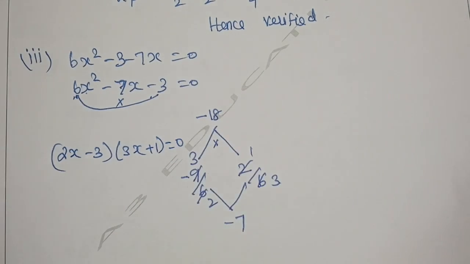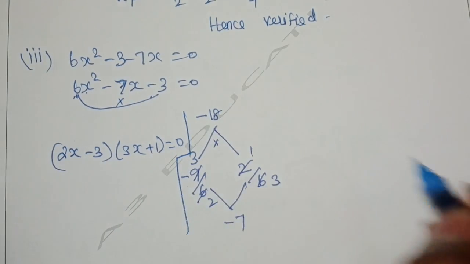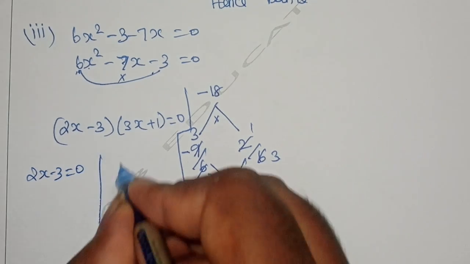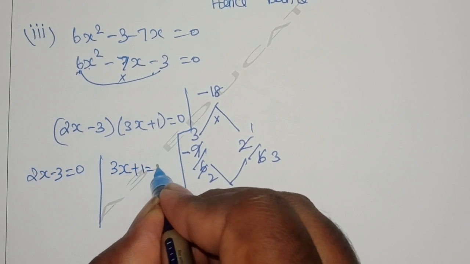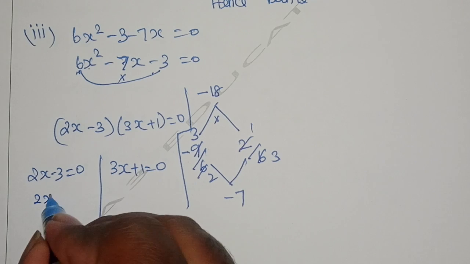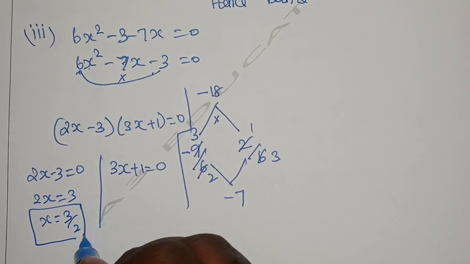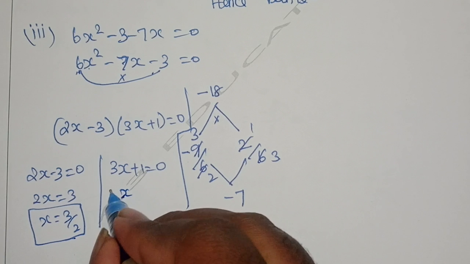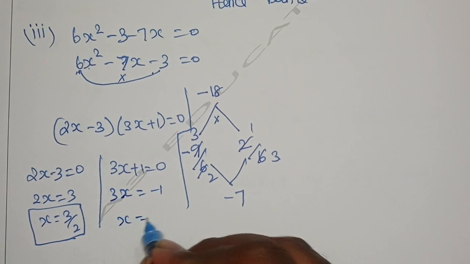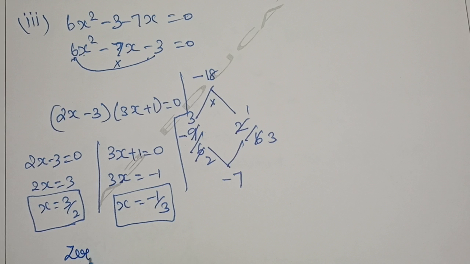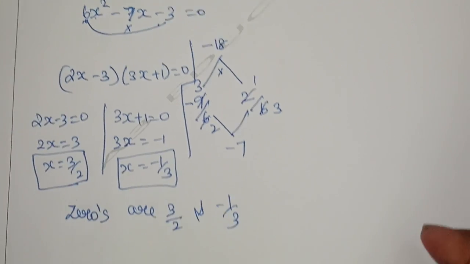If any doubt you can ask in the comment section. 2x minus 3 equal to 0, 3x plus 1 equal to 0. 2x is equal to 3, x is equal to 3 by 2. 3x is equal to minus 1, x is equal to minus 1 by 3. Therefore the zeros are 3 by 2 and minus 1 by 3. Understood?